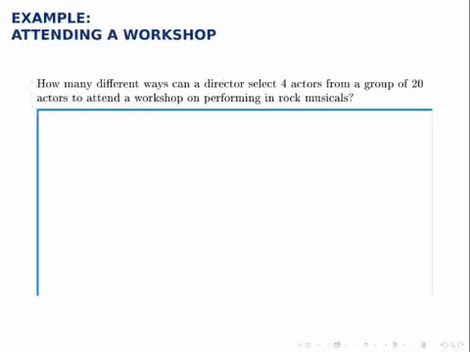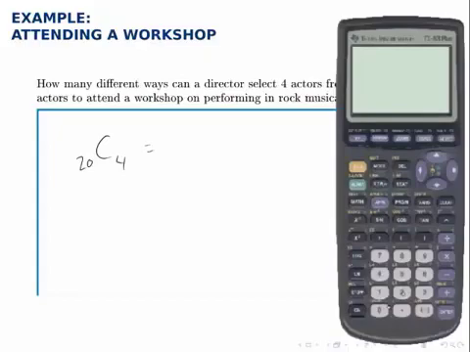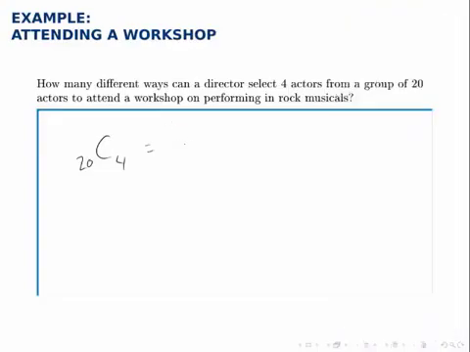How many different ways can a director select 4 actors from a group of 20 actors to attend a workshop on performing in rock musicals? Again, no mention of order, so all we're worried about is how many ways are there to pick 4 people? How many different combinations of 4 people are there out of a pool of 20? Again, I'll just use the built-in function on the calculator. So I type in n, go to the math probability menu, select number 3, NCR, 4, and there are 4,845 ways to select 4 people from a group of 20.